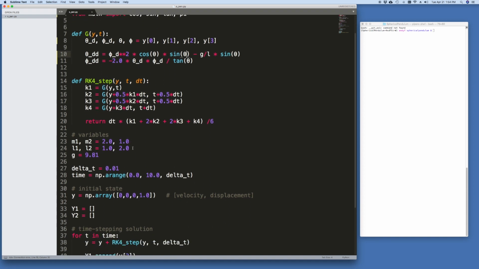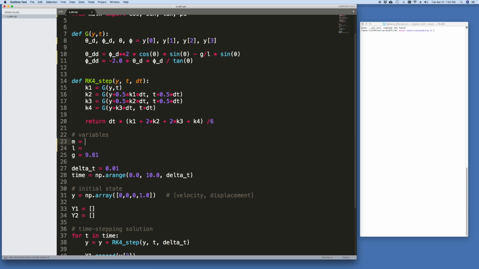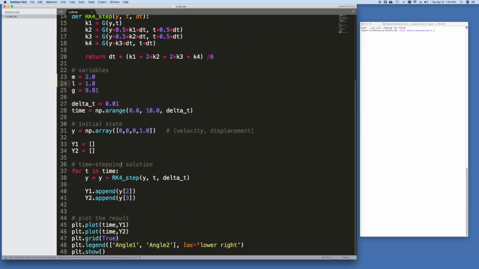The RK step is the same. The variables, we don't have 2 masses and 2 lengths, of course. We now just have 1 of each. So we have a mass variable and a length variable, and I'm just arbitrarily going to make this 2 kilograms and the length 1 meter. And let's look down here, y1, y2. So y2, which is actually y position 3, but this, what I'm calling here y2, is actually phi, and I don't think we need to plot that initially. Let's just fix this up, and we can fix the legend. This is just going to be theta instead of angle 1. And angle 2 will now be phi.